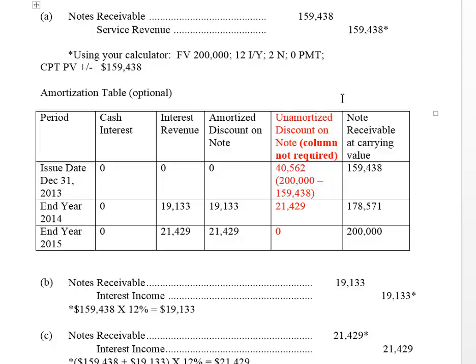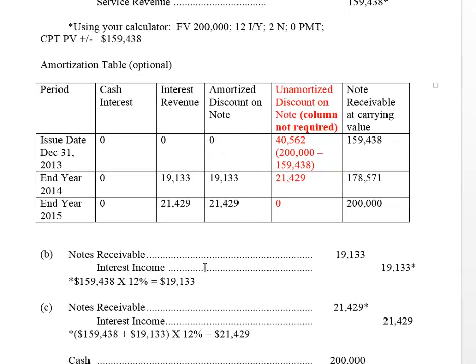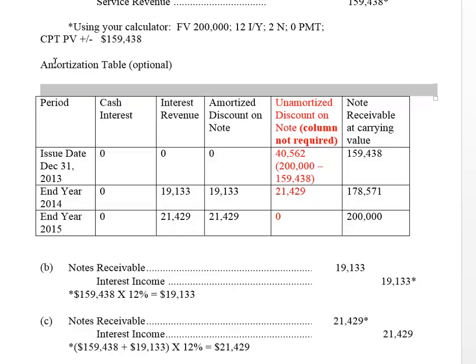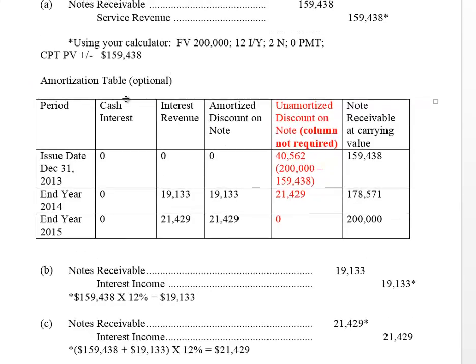So what I've done here is I set up the table, and again, it's optional. Some people might just choose to use the math approach to calculate the interest income. But I've decided to use the table just to show you how you could do it. In this case, I've got my columns set up here, and at the issue date, there's no cash interest or interest payment that's been made by Rank to Clearing. Clearing would book no interest revenue because revenue is earned over a period. The first time we would book interest revenue is at the end of 2014.